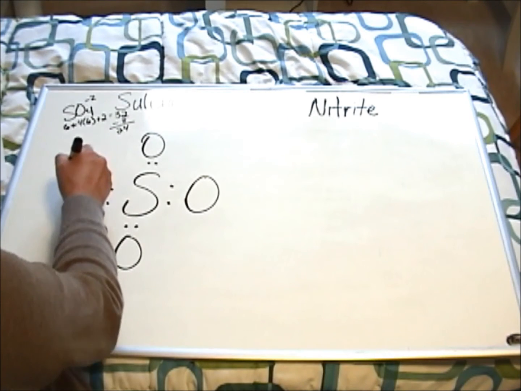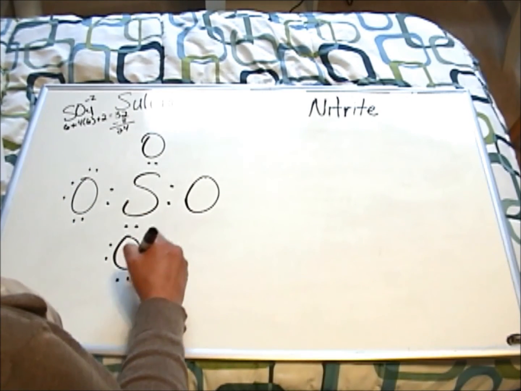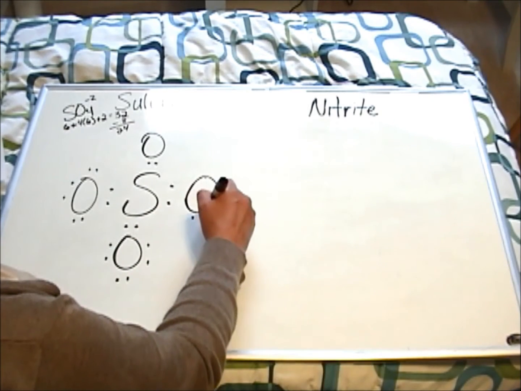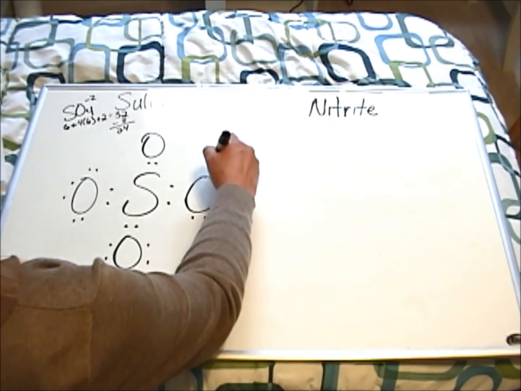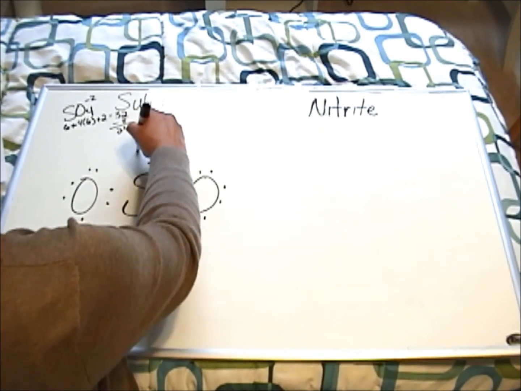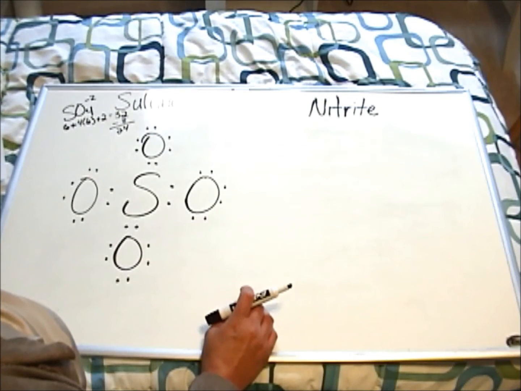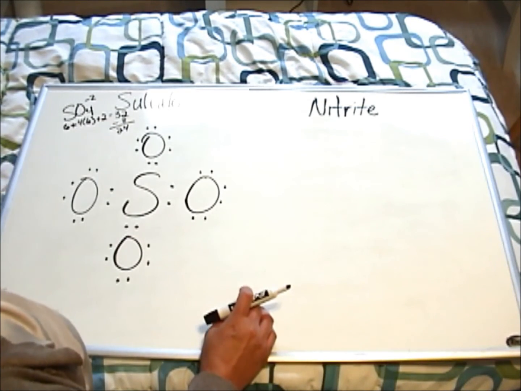1, 2, 3, 4, 5, 6, 7, 8, 9, 10, 11, 12, 13, 14, 15, 16, 17, 18, 19, 20, 21, 22, 23, 24. Woo! Wow, I'm tired now.